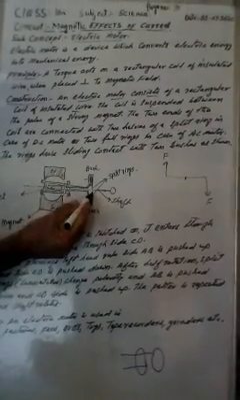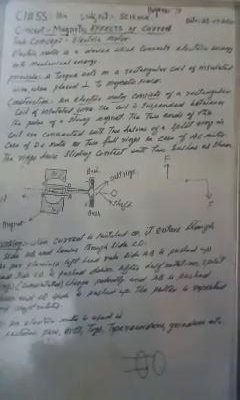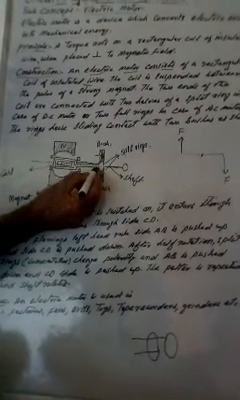Now working. When the current is switched on, current enters from the positive terminal, conventionally through side AB, and it leaves the coil through side CD. As per Fleming's left hand rule, when current enters through side AB, this is like this. The magnetic field is this.